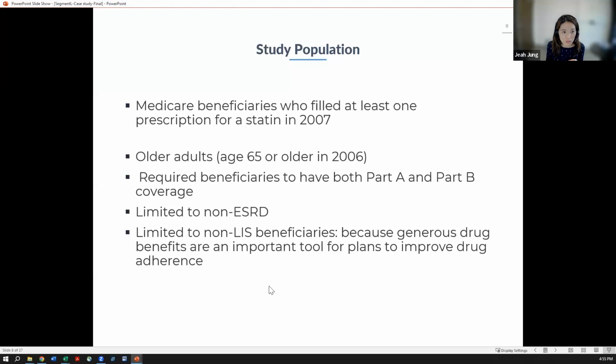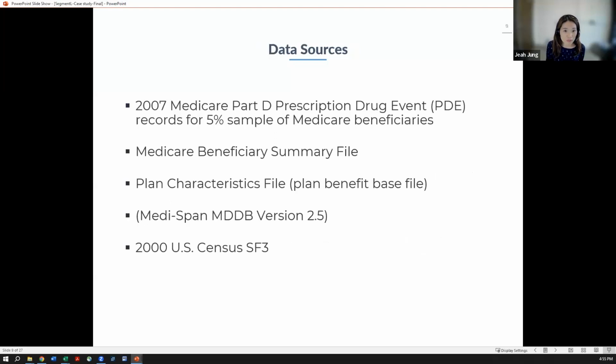So MBSF is usually necessary not because of LIS, but because we need to exclude ESRD beneficiaries, and then this covers the restriction as well, right? So data resources: we have 2007 PDE records for a 5% sample, the MBSF file, and I obtained a plan characteristics file to get some other variables. And then for this study, we did get the Medspan database to identify therapeutic classes. I will cover that in the next slide. And also we used the 2000 census data to get more covariates.